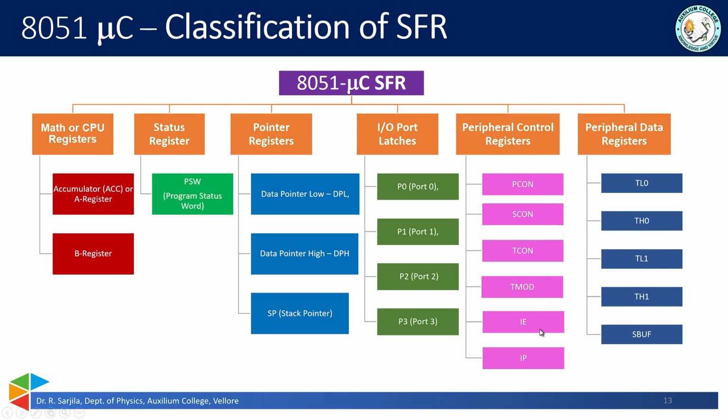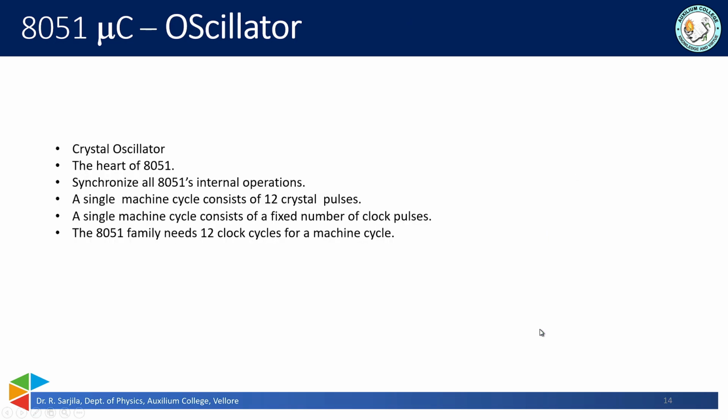Then oscillator. This circuit generates the basic timing clock signal for the operation of the circuit using crystal oscillator, the heart of the 8051. It synchronizes all 8051's internal operations. A single machine cycle consists of 12 crystal pulses. A machine cycle consists of a fixed number of clock pulses. 8051 family needs 12 clock cycles for a machine cycle.